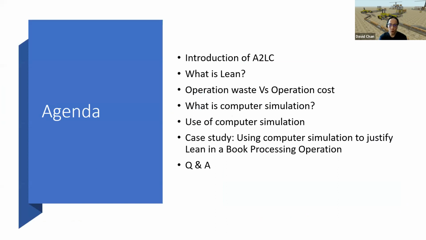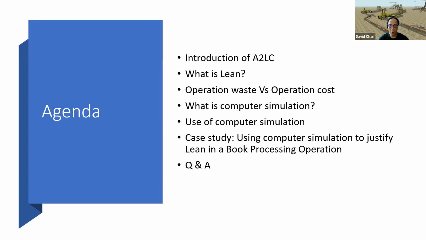Some agenda for today. First, I will have a short introduction of the company and also what Lean is about. When we talk about Lean, we always talk about operation waste and how it relates to our daily operation cost. Nowadays we are getting more competitive and prices are going up. But how can we look at our operation costs and reduce them through reducing the waste, such that we can be more competitive with others?